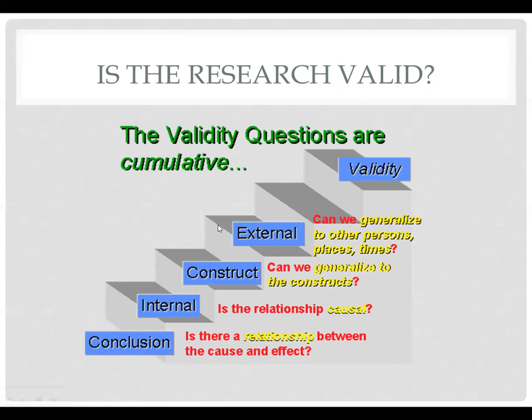There's internal validity, which asks whether the relationship is causal. Was your research design able to demonstrate that your independent variable created change in your dependent variable? And then there's conclusion validity, which is all of those brought together. Is there truly a relationship between cause and effect because you have generalizability, construct validity, and internal validity, and it all comes together so you can actually say my conclusions are valid.